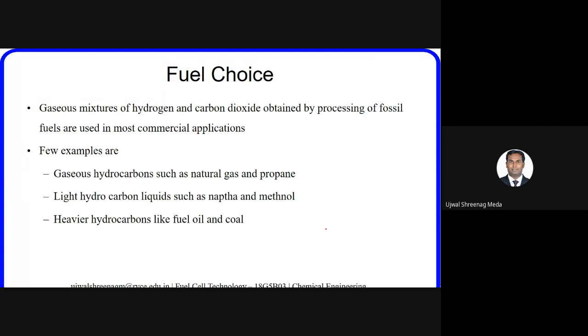By subjecting the fuel other than hydrogen to pre-processing, we extract the hydrogen. A few other examples are gaseous hydrocarbons such as natural gas and propane, light hydrocarbon liquids such as naphtha and methanol, and heavier hydrocarbons like fuel oil and coal. All these can be used as fuel in a fuel cell, but again, it is specific to the type of fuel cell, and the pre-processing is specific to the starting material.